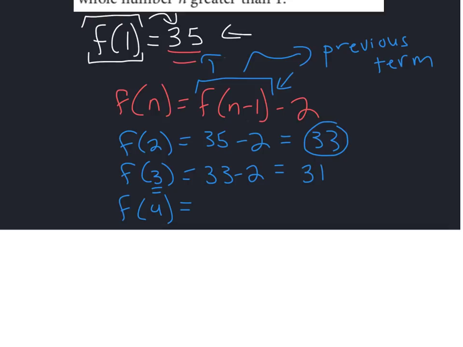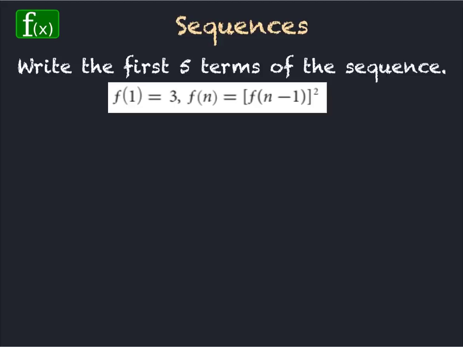F of 4, remember our function is over here, f of n minus 1 minus 2. So f of n minus 1 just stands for your previous term. What was your previous term? 31. So it would be 31 minus 2, which is 29. Does that make sense? We'll do more examples of this in class today or tomorrow. But that's basically it. With recursive, we really need our previous term, and we just go from there.